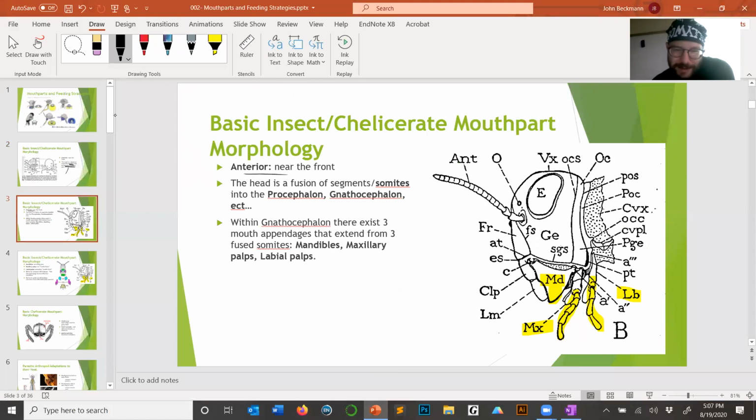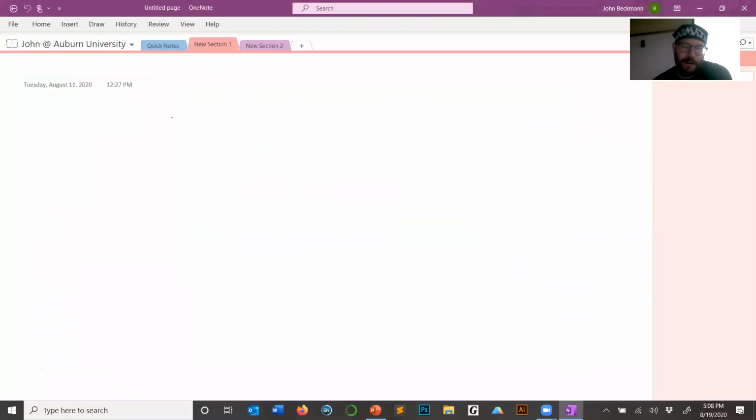Okay, so here's a head of a grasshopper. And this is another famous illustration from Snodgrass. A grasshopper is very commonly used to outline the general face program of all insects. Okay, so if here's the gnathocephalon, what you want to remember is the names of these different mouth pieces. The first mouth pieces are mandibles.